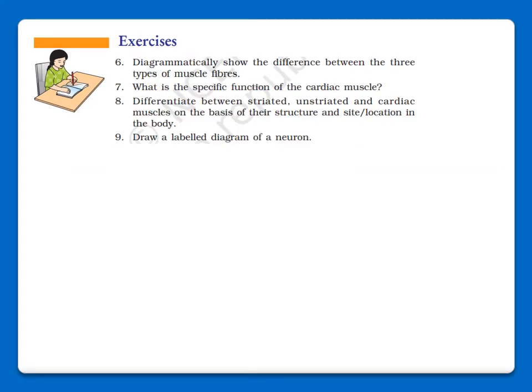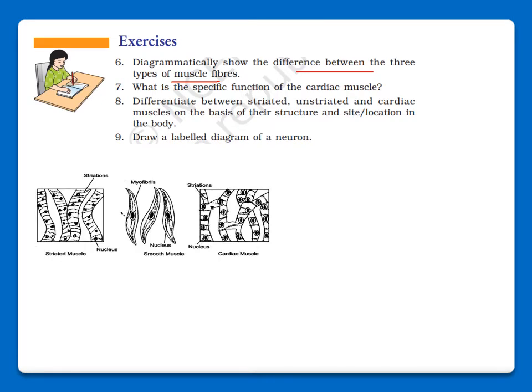Question number 6 is: diagrammatically show the difference between the three types of muscle fiber. Here you have to draw the diagrams of the structure of three types of muscle tissues, and here is the diagram: striated muscles, smooth muscles, and cardiac muscle. You can see the difference in the structure of all these three types of muscles.